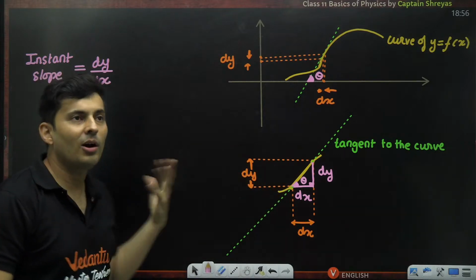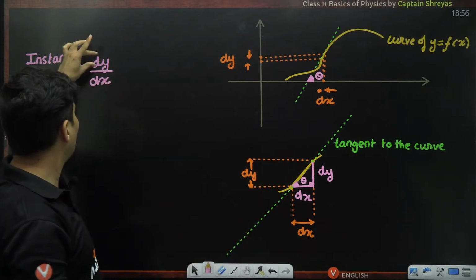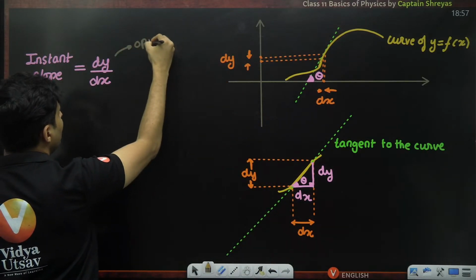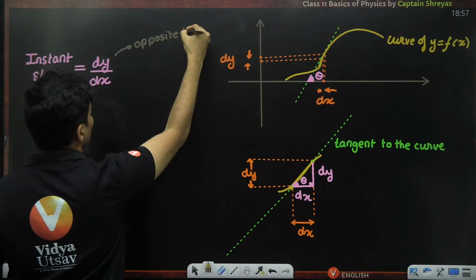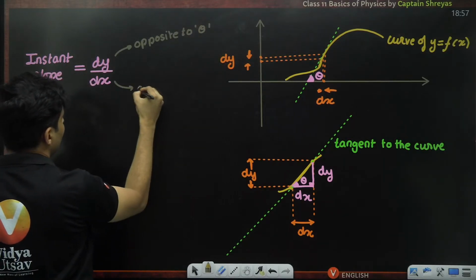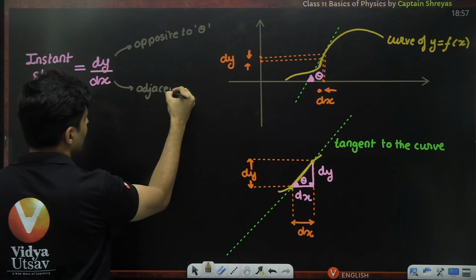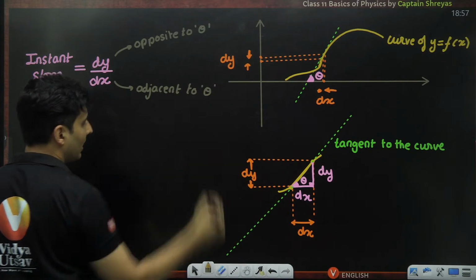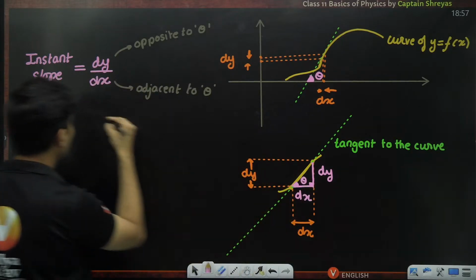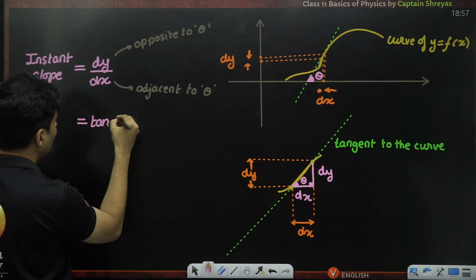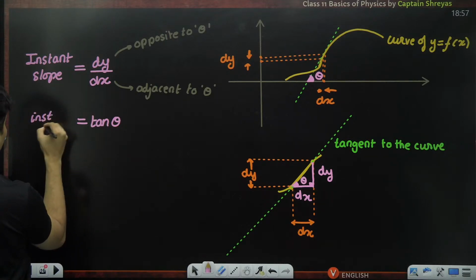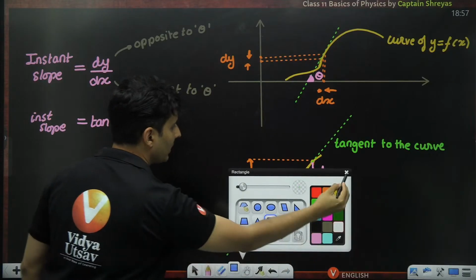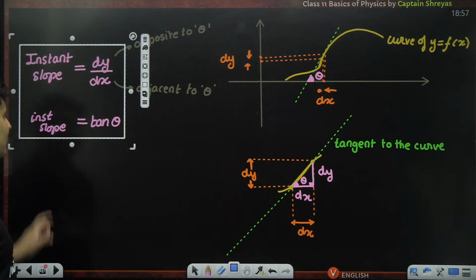Oh, so what is your point, sir? The point is, check it out, dy and dx, what are they? In that small little triangle, dy is the opposite side to theta, and dx is the adjacent side to theta. And what is opposite by adjacent in a right angle triangle? It is nothing but the tangent ratio, tan theta. So that instantaneous slope is tan theta. That's it. We have found the value of the ratio, which is tan theta.